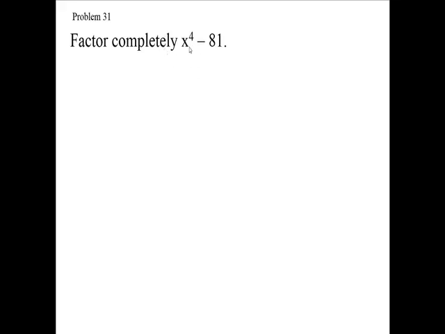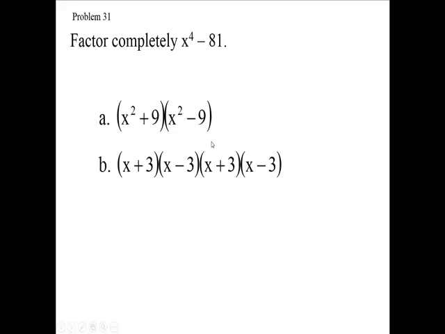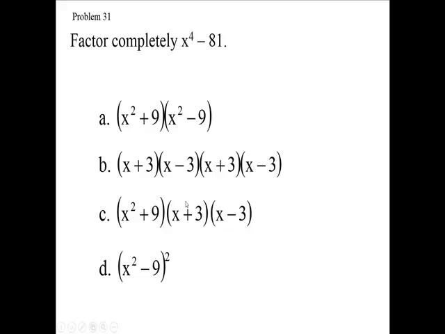Factor completely x to the fourth minus 81, and we have four choices, four different answers here. Okay, so let's factor this. The first thing we notice, we have two terms, don't we? X to the fourth, and the second term is 81, or negative 81.